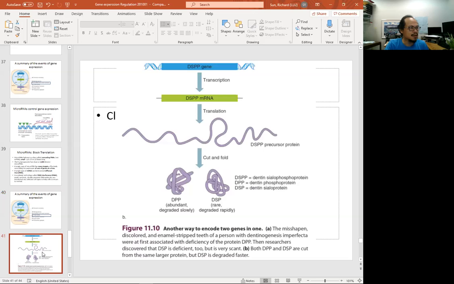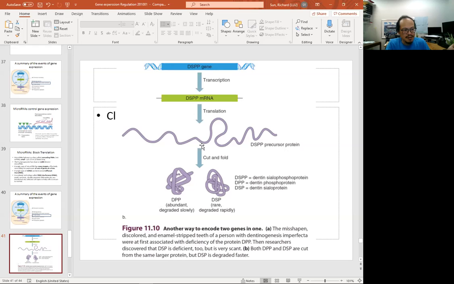So here we use an example of this DSPP gene. This is a special gene to code the protein. And so we have the DNA transcribed to RNA, transcribed to protein. Okay, so everything's fine here.